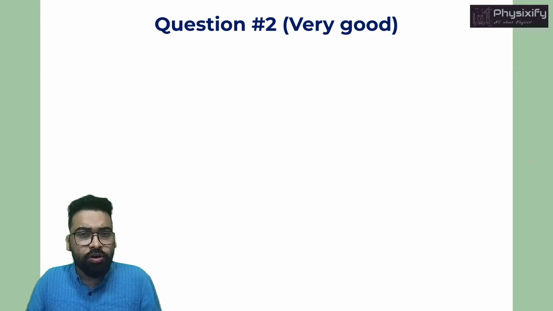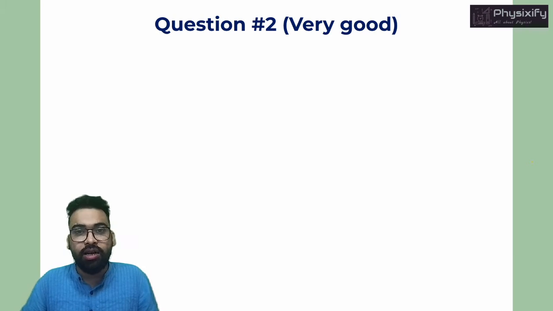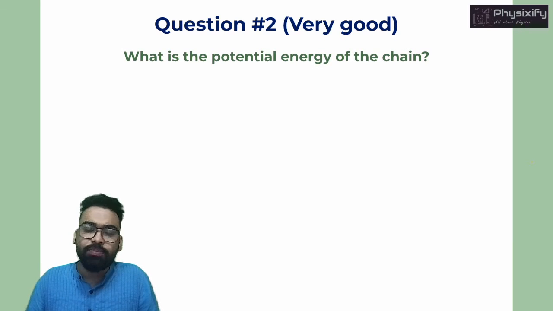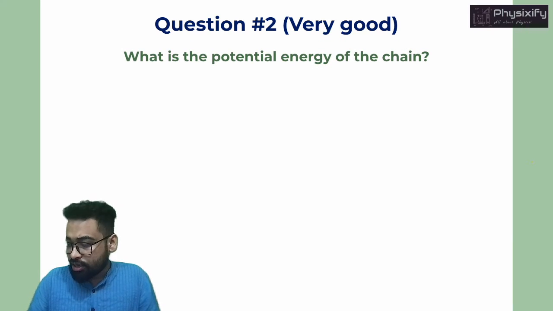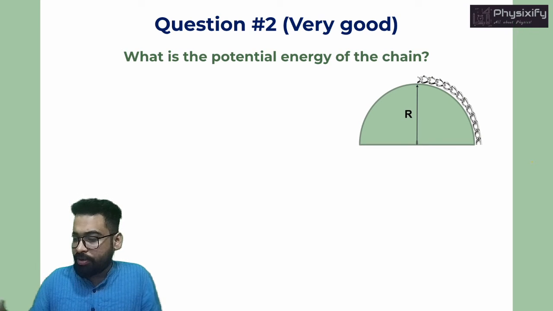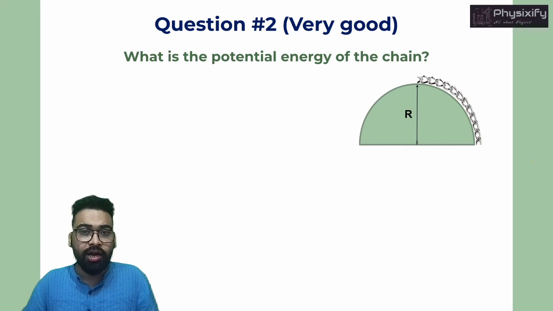Let's talk about a second question. I've written "very good" because this is actually a good question. It helps you develop an angle as to how you have to approach the problems. So what are we asked? We are simply being asked what is the potential energy of the chain. The chain is given to you something like this. There's a hemisphere kept over here that is fixed, and a chain is kept in such a way that it is taking almost half of the hemisphere.